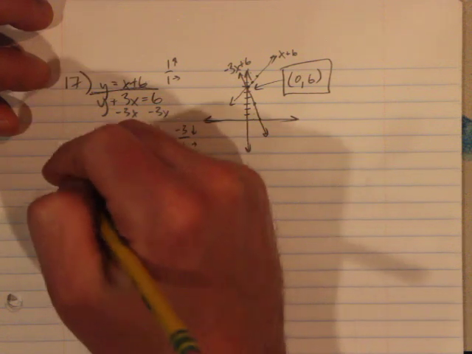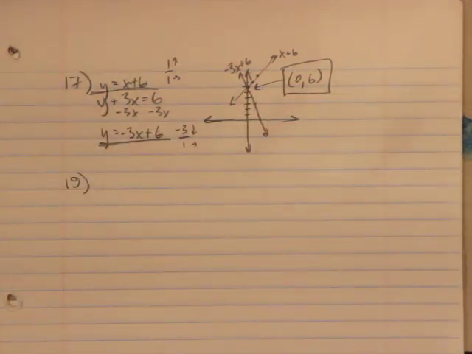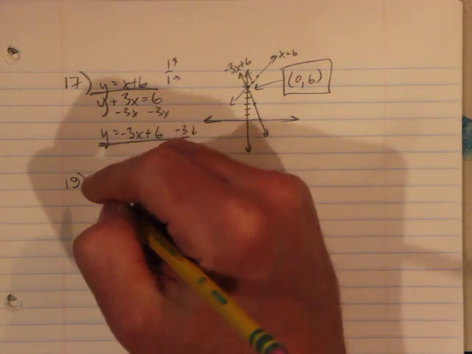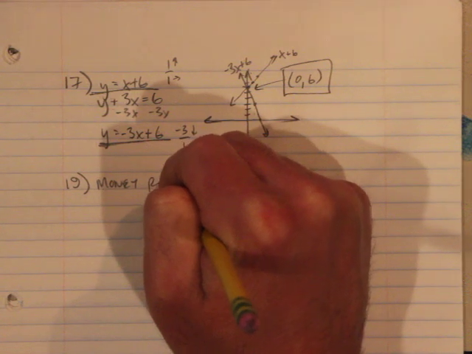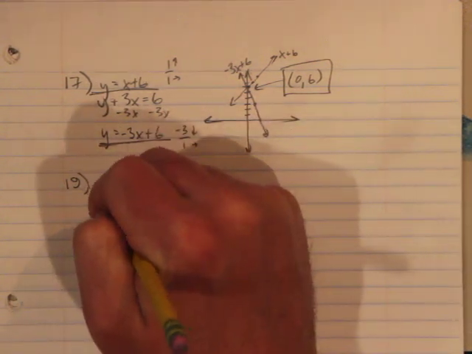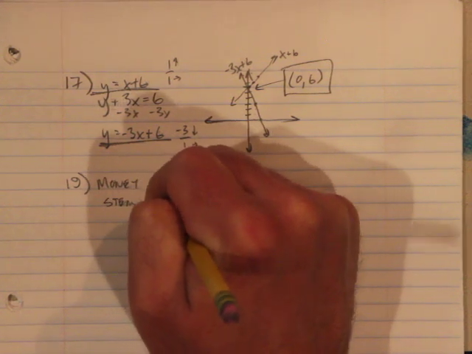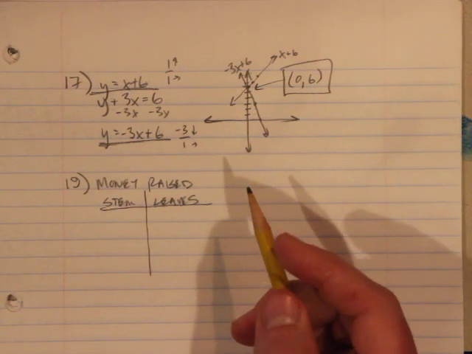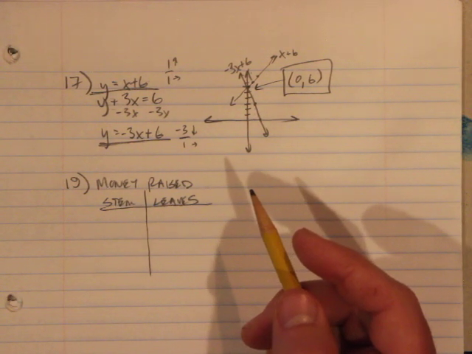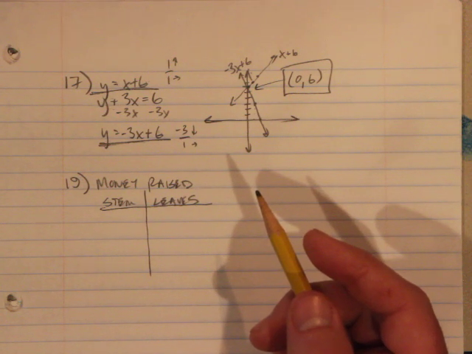Number 19. The amount of money raised for a charity event by the homerooms at Jefferson High School are shown below. Create a stem and leaf plot of the data. So for number 19, we've got the money raised, and we've got the stem on this side and the leaves on the other side. And we've got this money here.